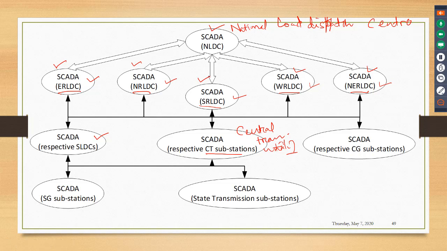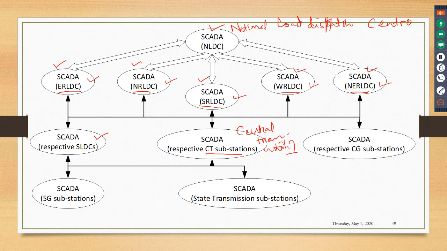Then the state load dispatch centers, the SCADA centers, also interact with the state generating stations, substations, and the state transmission substations. So if we see the system, there are many control centers distributed throughout the country, and they are interacting with each other, collecting data from the field, sending information, and taking control action very easily. We can see how many control centers are equipped with SCADA. There are a lot, right? So they are working together. In each state we have a SCADA system; we call it the state load dispatch center, right?